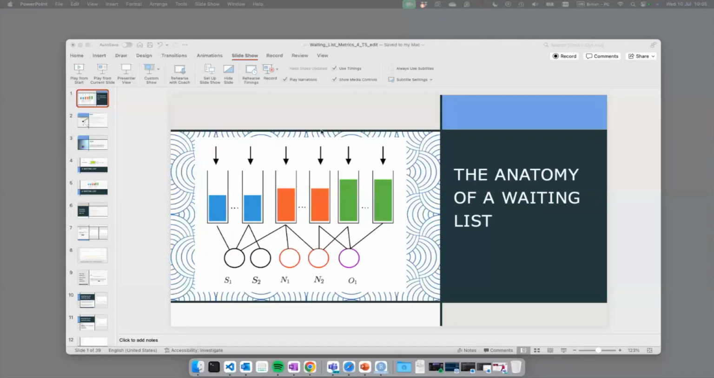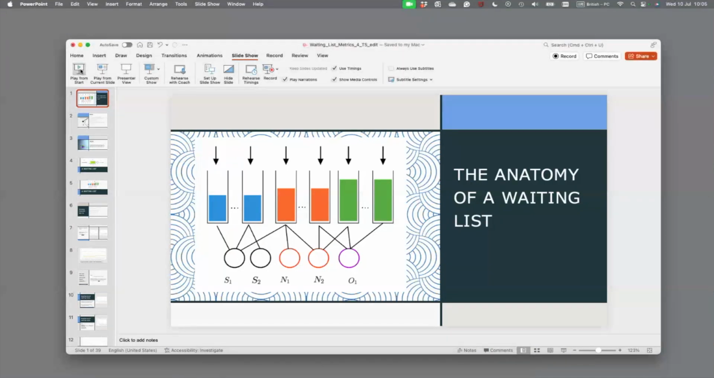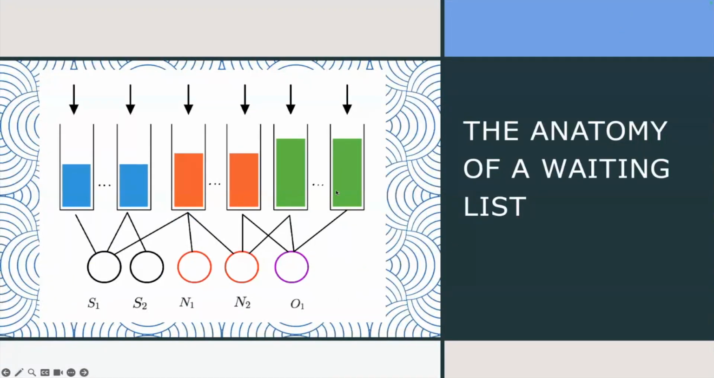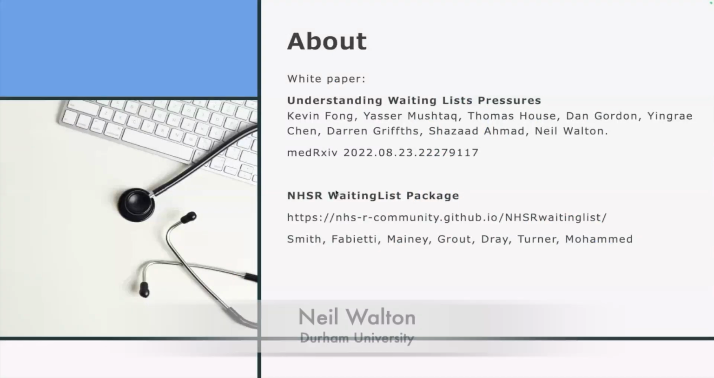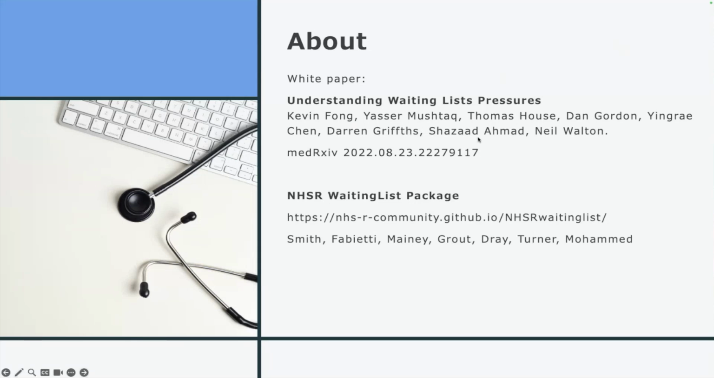Thank you everybody for coming along today. This is a talk on the anatomy of a waiting list. My background is as a mathematician who works in queuing systems, and one of the big issues of the moment is the NHS waiting list. So I wrote a white paper explaining some of the basics of queuing theory in the context of the NHS. This was conducted where I had an honorary contract at the Manchester Foundation Trust, and some of these things got written up and used by some people within the trust.